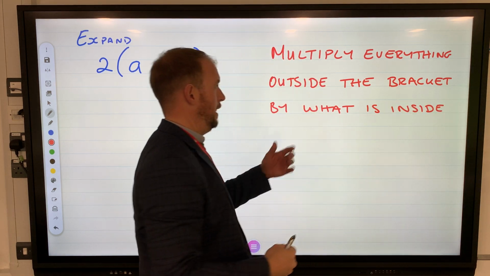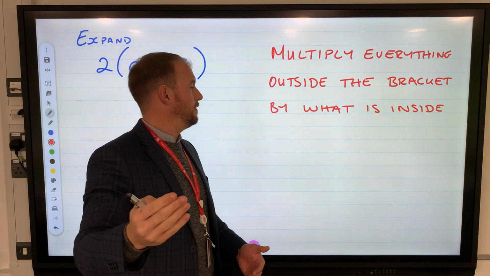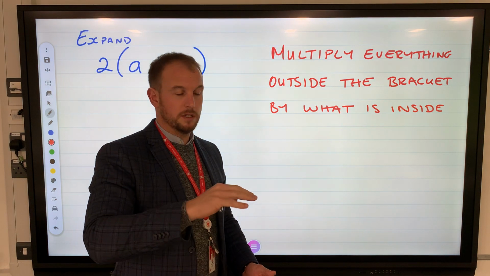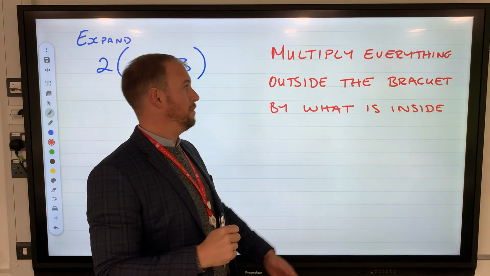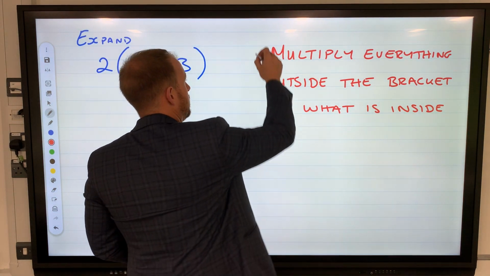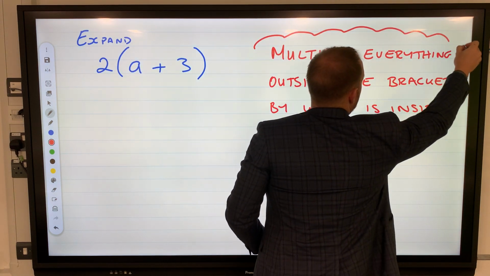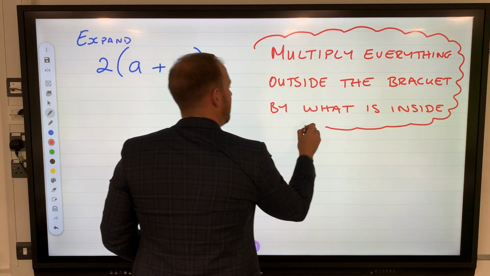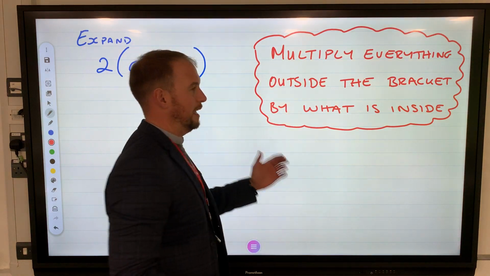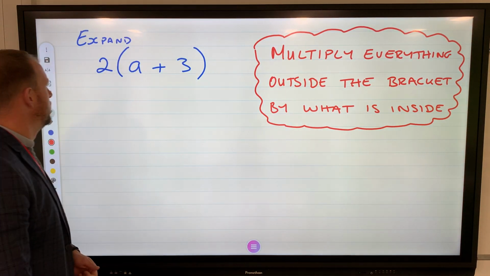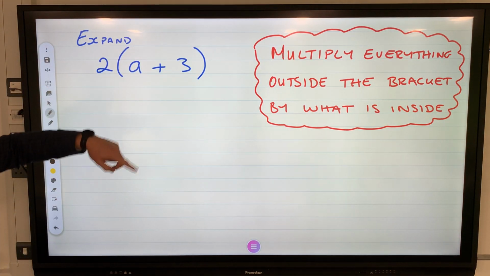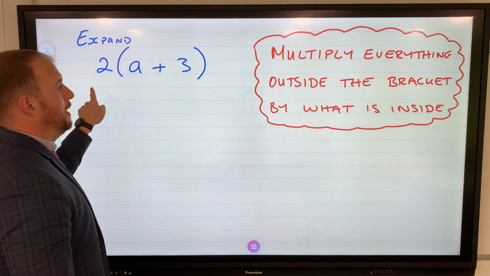Now, in order to multiply these, it might be worth having a look at the video about simplifying expressions, okay? Because in there, I talk about multiplying the terms. So if these parts don't quite make sense, have a look back at that, it should help you. So multiply everything outside the bracket by what is inside.